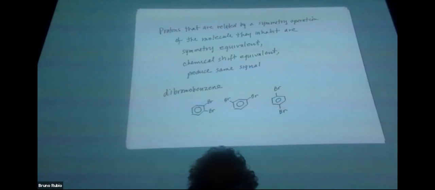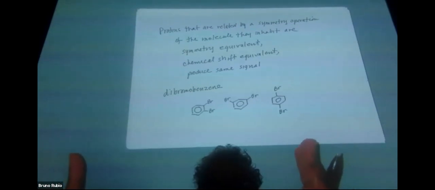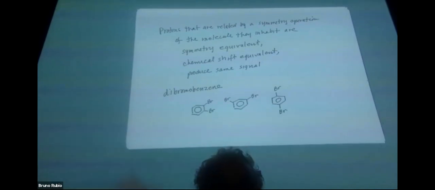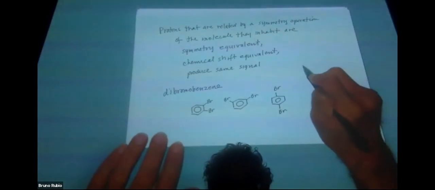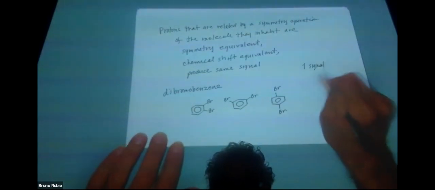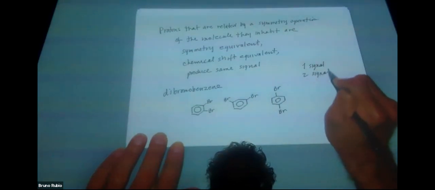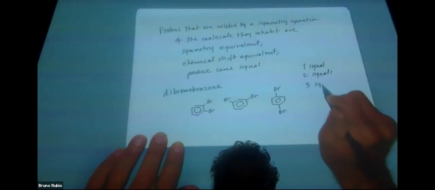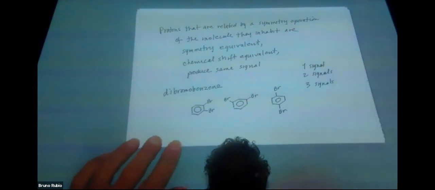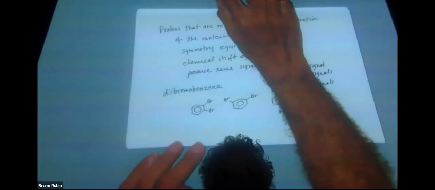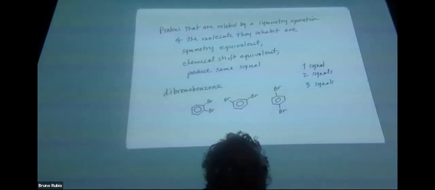Did you get that part of the problem? One of these guys produces 1 NMR signal. One of these guys produces 2 NMR signals, and one of these guys produces 3 NMR signals. Which is which? 1 signal, 2 signals, and 3 signals. Which is which? Okay, so tell me in the chat here, which one produces 1 signal?